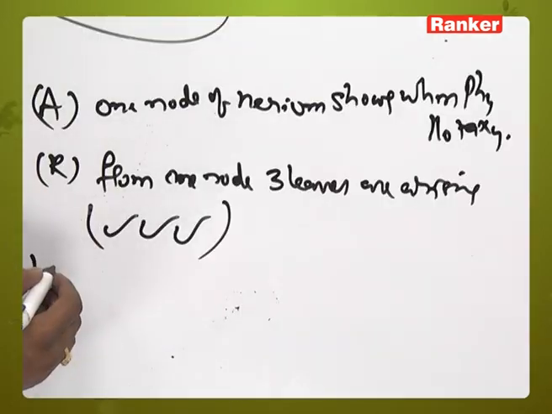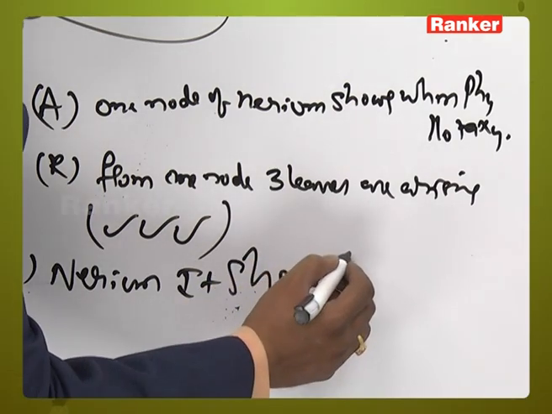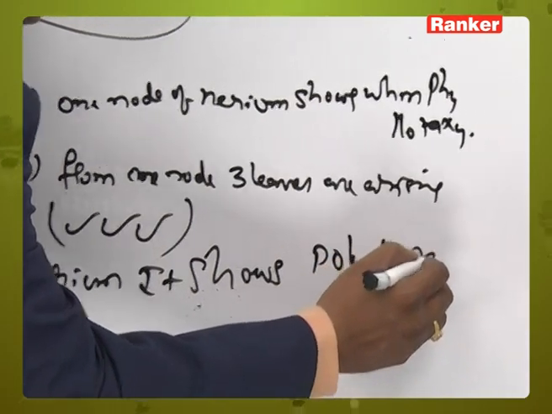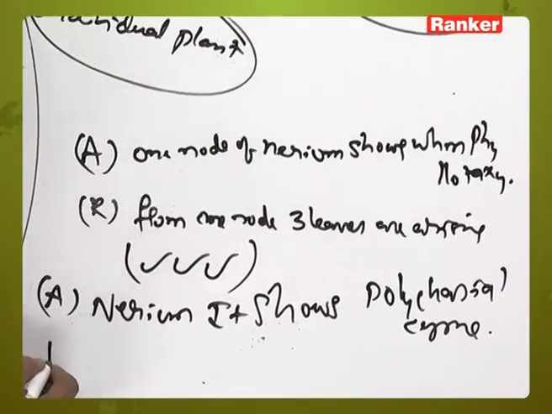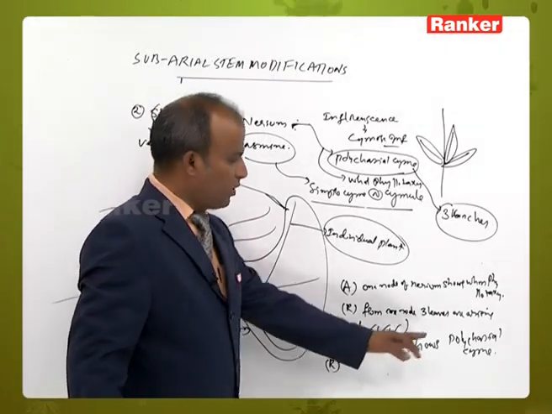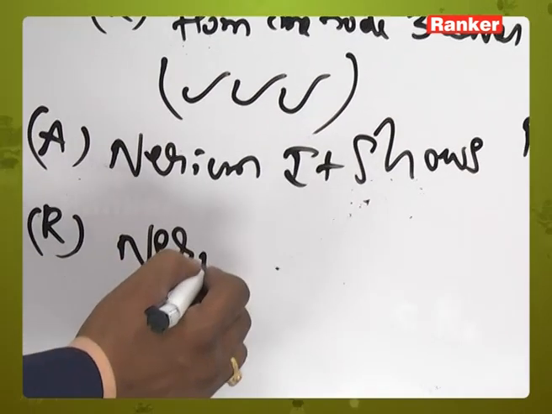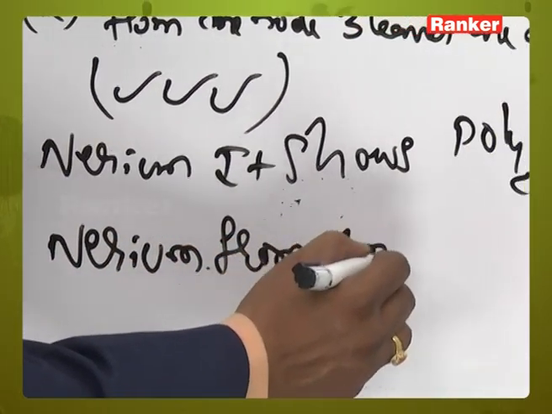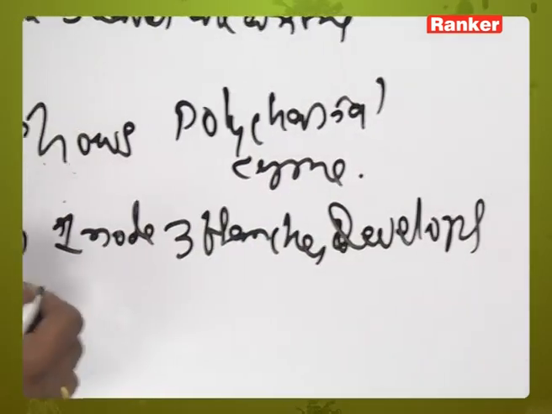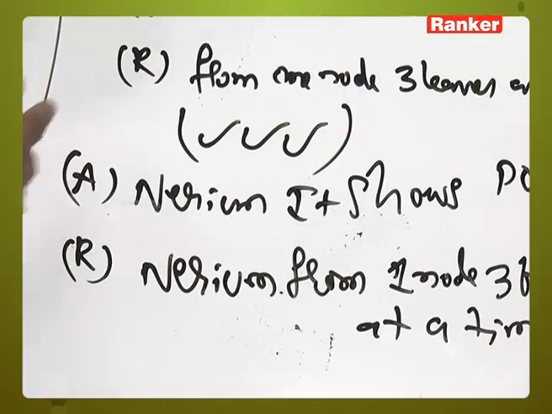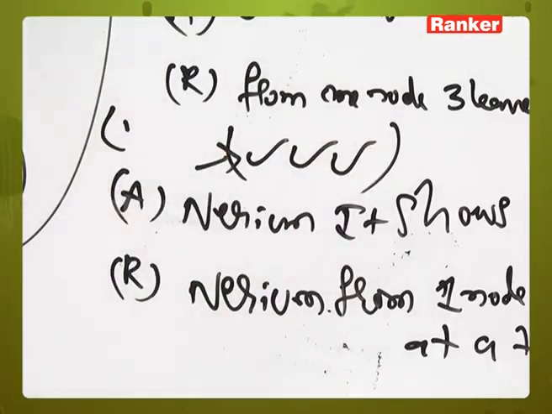And what is another assertion? In nerium, it shows polycaecial cyme. In nerium, it shows which type of cymose? Polycaecial cyme. What is the reason? In polycaecial cyme, from one node, three branches develop at a time. Which option is correct? The same option: A is right, R is right, and R is the correct explanation for A.